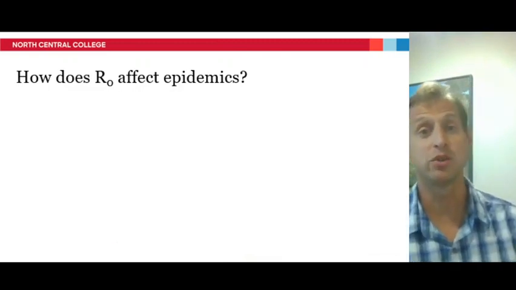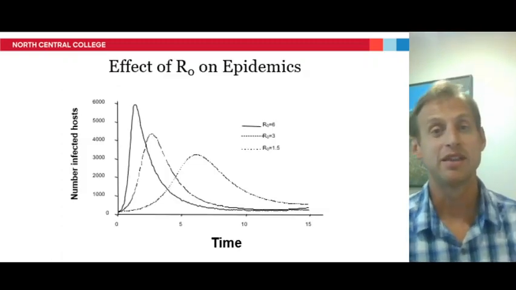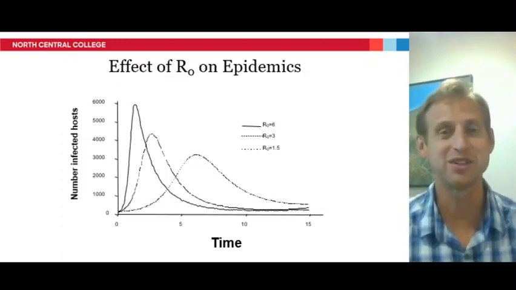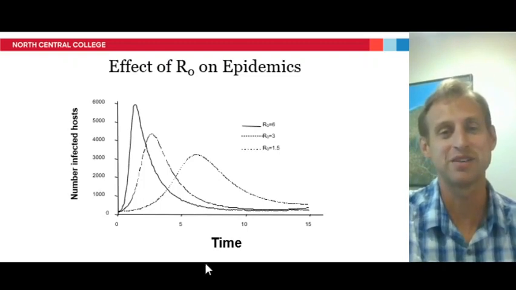So what does R naught do to the course of an infection? I'm going to answer this question through the use of a graph. This is a figure that you may have seen on your social media feed by now. This is the famous flattening the curve graph. And so what you can see on this graph is I've got time on this axis. And so this is a computer model, but you can think of this over the course of a coronavirus epidemic. And here's the number of infected hosts.